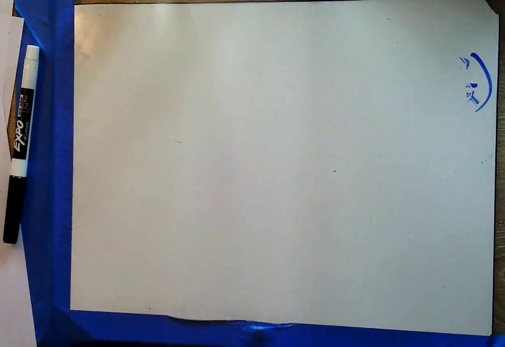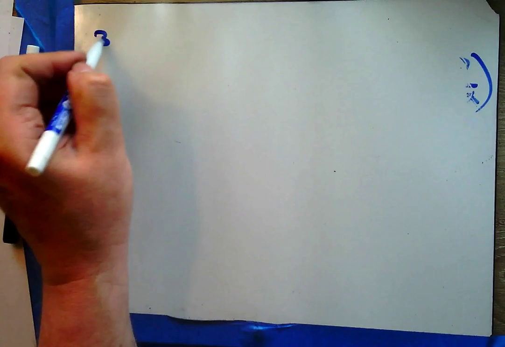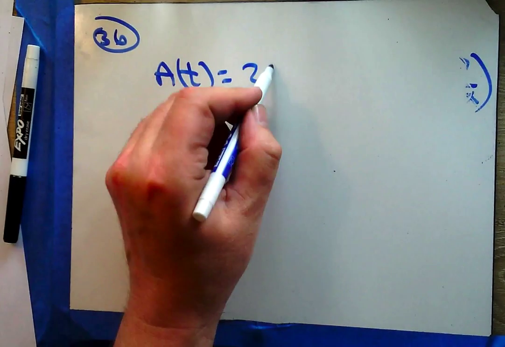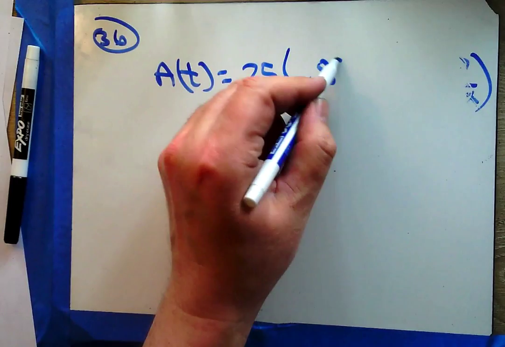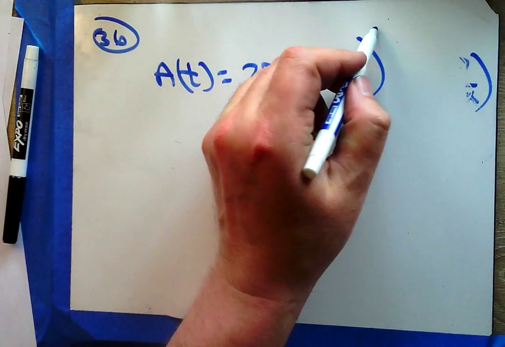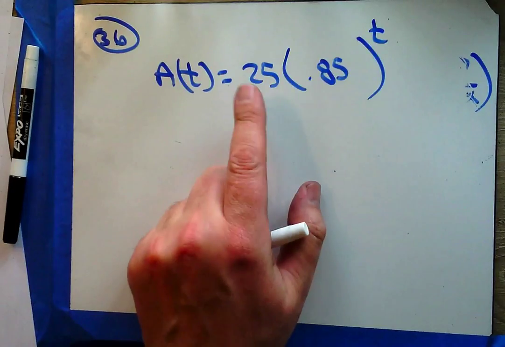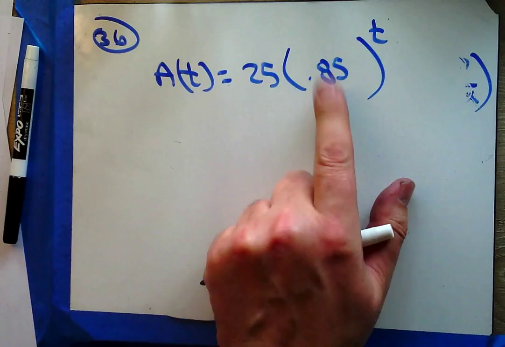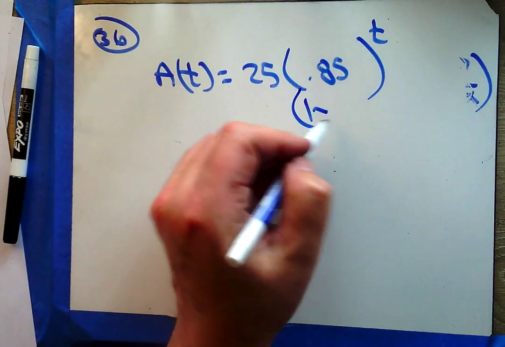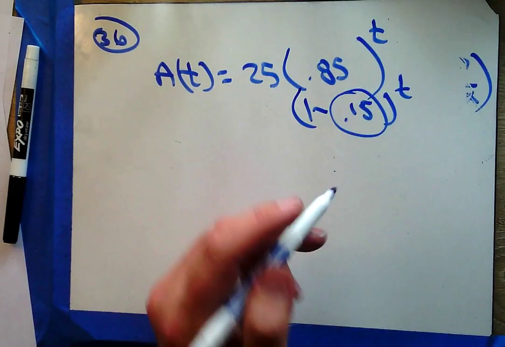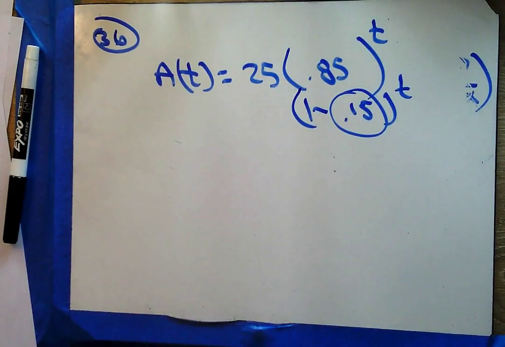36. Ooh, a word problem to end on. That's great. 36. We're given a formula, the amount as a function of time, 25(0.85)^t. And notice, this is a capsule of medicine. This is our initial dose of medicine. And notice here, this is 1 minus 0.15 to the t. So the amount of medicine is decreasing by 15% per hour.